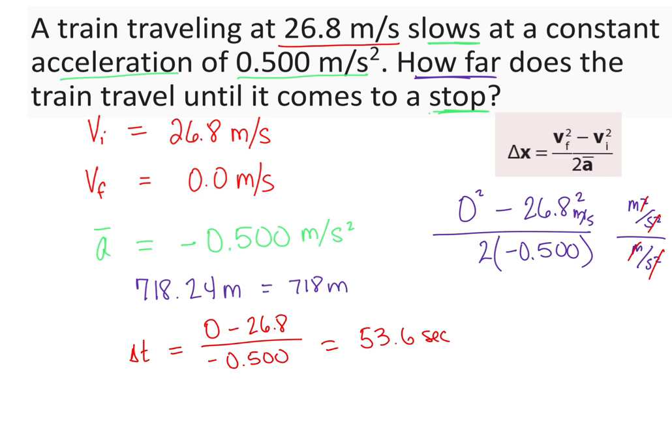Now, if I were doing this, I would go straight to the equation with what I had. I wouldn't try to calculate time and then go to the second equation and plug in time with all of those other things. I would go straight to this one because it's easier with the information I've been given. But you could. If they said how long did it take, you could then answer that question as well.